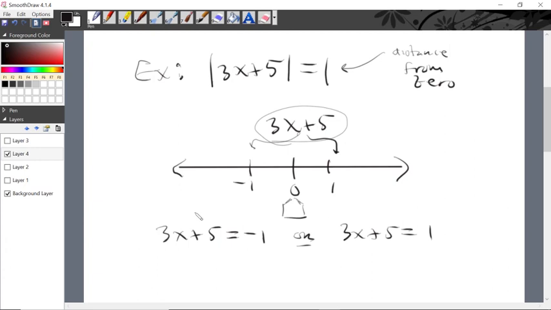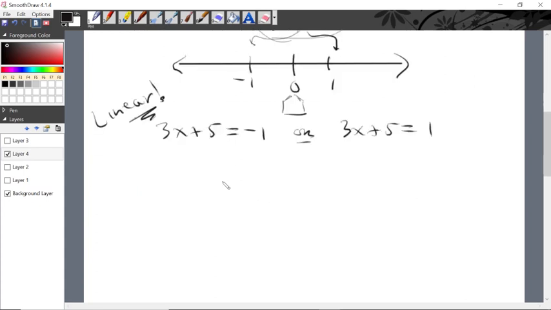And what kinds of equations do we have here? We have two linear equations now that we can solve. And we know how to solve every linear equation we will ever see, so we know what to do. Let's subtract 5 from both sides in this case. I subtract 5 from both sides. 3x equals negative 6. Over here, same thing. Subtract 5 from both sides, but we'll get 3x equals negative 4.